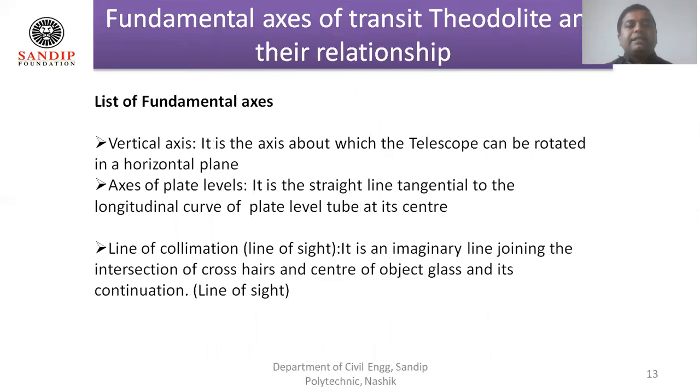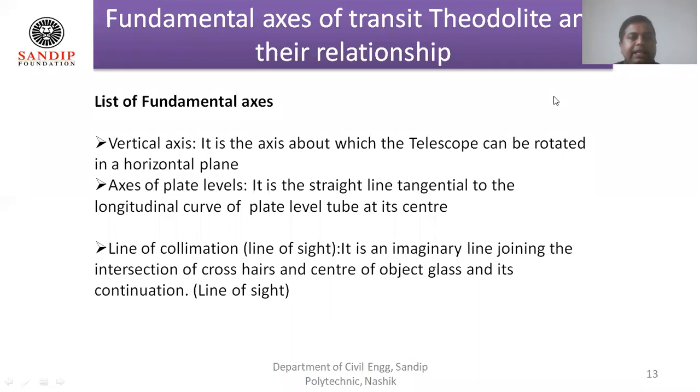Next is the fundamental axes of a transit theodolite and their relation. Now these are the list of fundamental axes. First is the vertical axis, the axis about which the telescope can be rotated in the horizontal plane. That is called the vertical axis. This is the vertical axis.